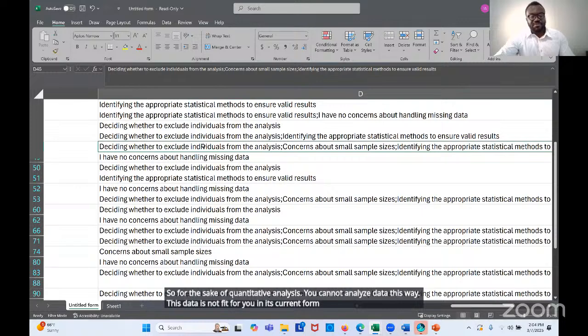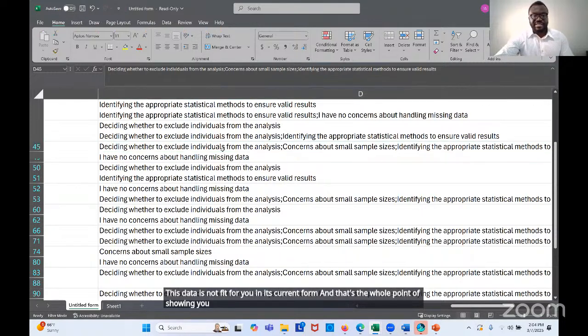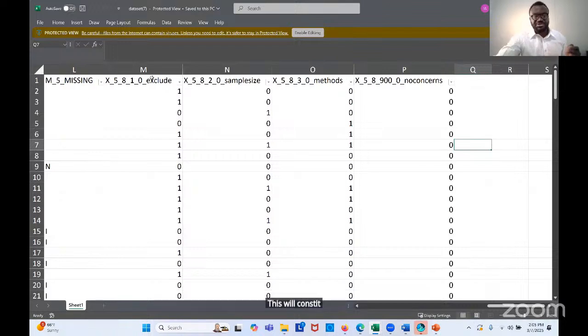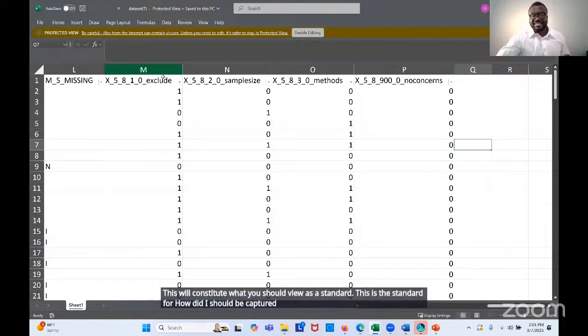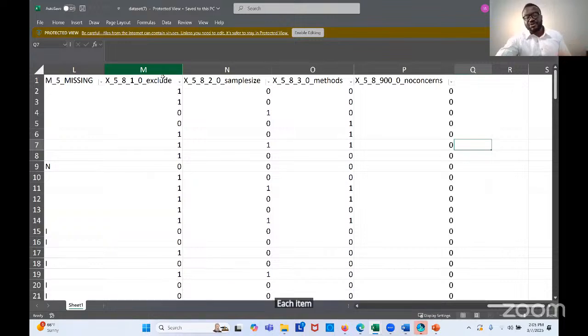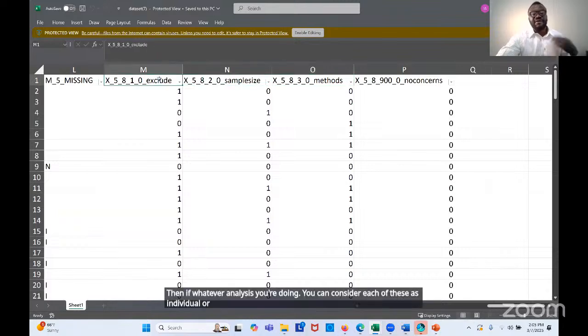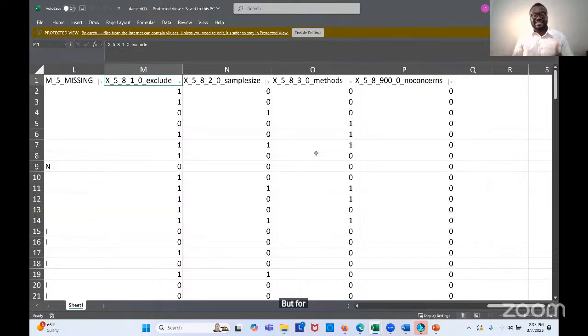This data is not fit for use in its current form, right? And that's the whole point of showing you a similar way of the corresponding form on what are the minimum standards for data capture. This is the standard for how data should be captured for analysis. Each item must be in a column of its own, right? And must be dummy coded. Then whatever analysis you're doing, you can consider each of these as individual or separate columns or variables. Sure, they were all together in one question, but for the sake of analysis, they are different indicators altogether. So that's how you should approach it.